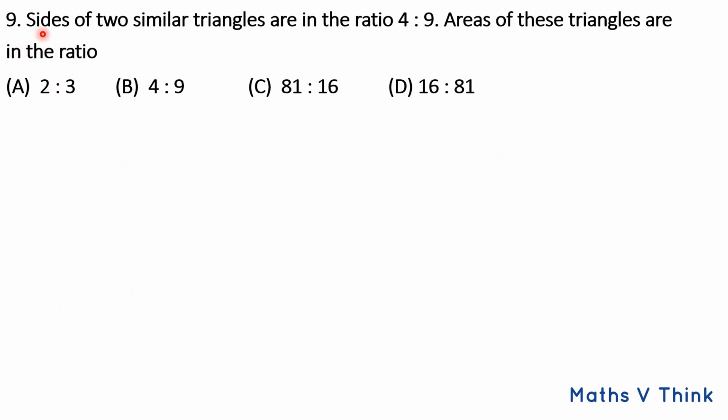The ninth question says sides of two similar triangles are in the ratio of this. So the area of these triangles is in the ratio of, so they gave the ratio of their corresponding sides. So area will be nothing but square of the ratio of corresponding sides. So the corresponding sides are in the ratio of 4 by 9, which is equal to 16 by 81, so it is option D. So this exercise completes here.